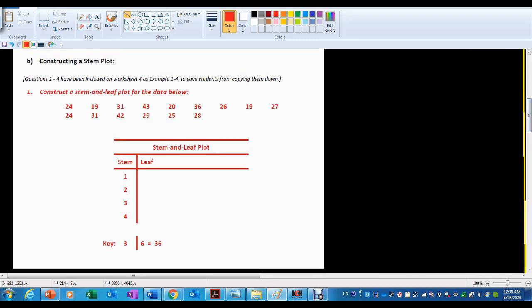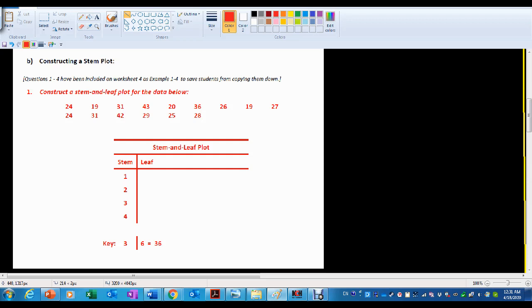Okay, so let's try one more example. That example is actually in the handout, but I would like you to use a pen and notebook. Try to copy the numbers and write your answer just next to the leaf column. All you need to do is write the numbers in the leaf column. The stem, I've prepared that for you.